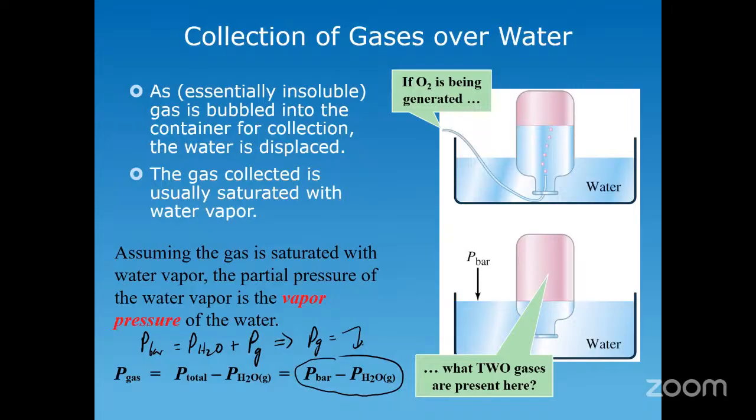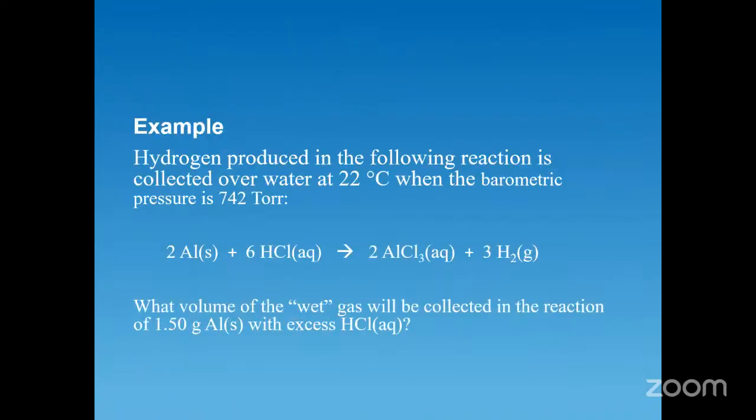You just look at the water vapor pressure for this particular temperature of the experiment, and you plug that number into this equation, and the difference between those two would give the pressure of the gas that is collected above the water in the jar, all right? Okay, so here is an example of a question.